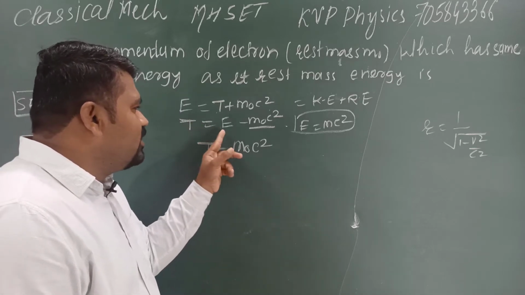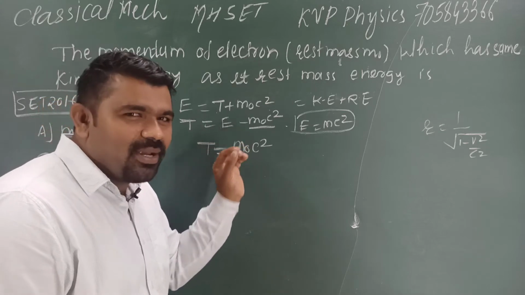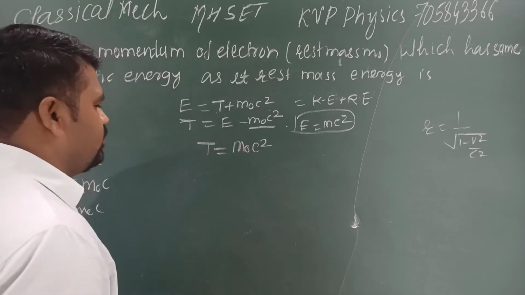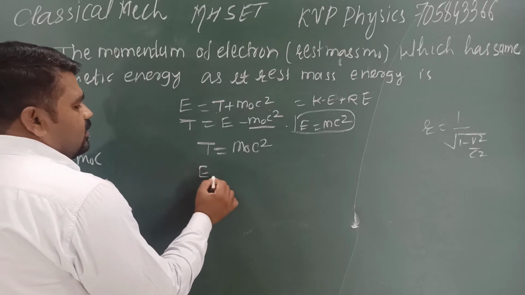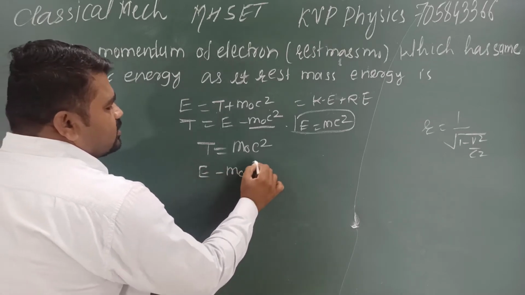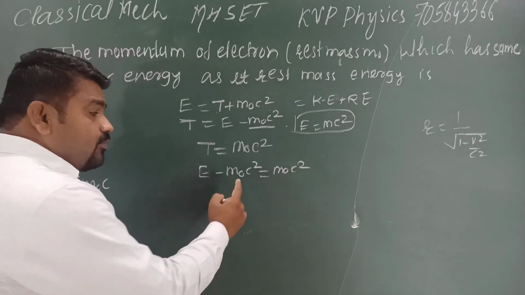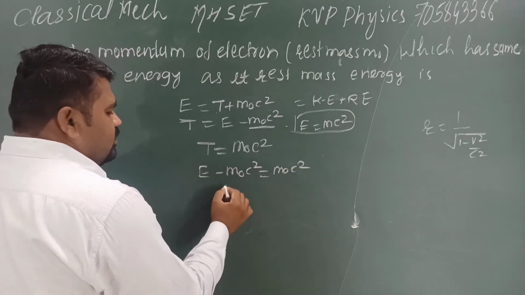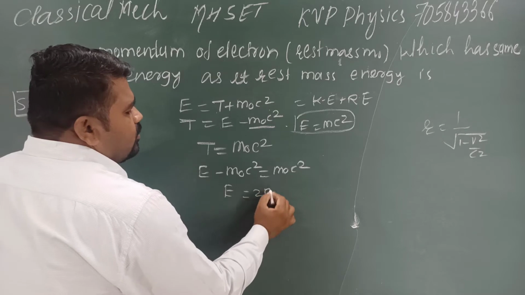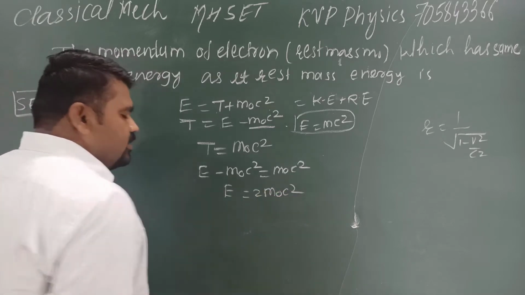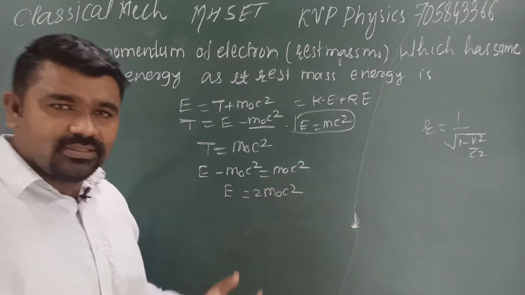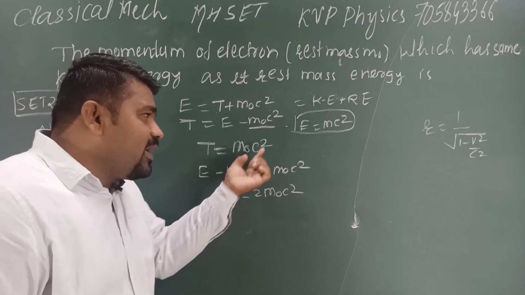But we know the kinetic energy formula: kinetic energy T is equal to E minus m0 c square. Substitute here: E minus m0 c square is equal to m0 c square. Now take m0 c square to the right side, then E is equal to 2 times m0 c square. But E can be written as mc square.